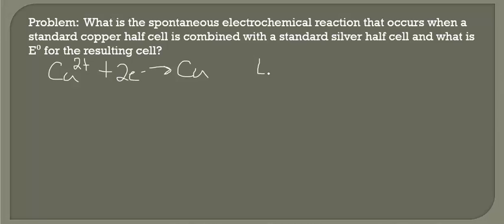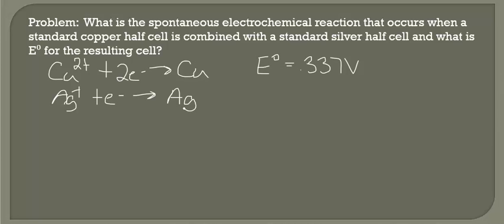Copper half reaction, the standard reduction potential is 0.337. And for the silver half reaction, the standard reduction potential is 0.800 volts. Now, in order to be spontaneous, the standard cell potential has to be positive. So when I add the anode to the cathode, I need a positive standard cell potential.